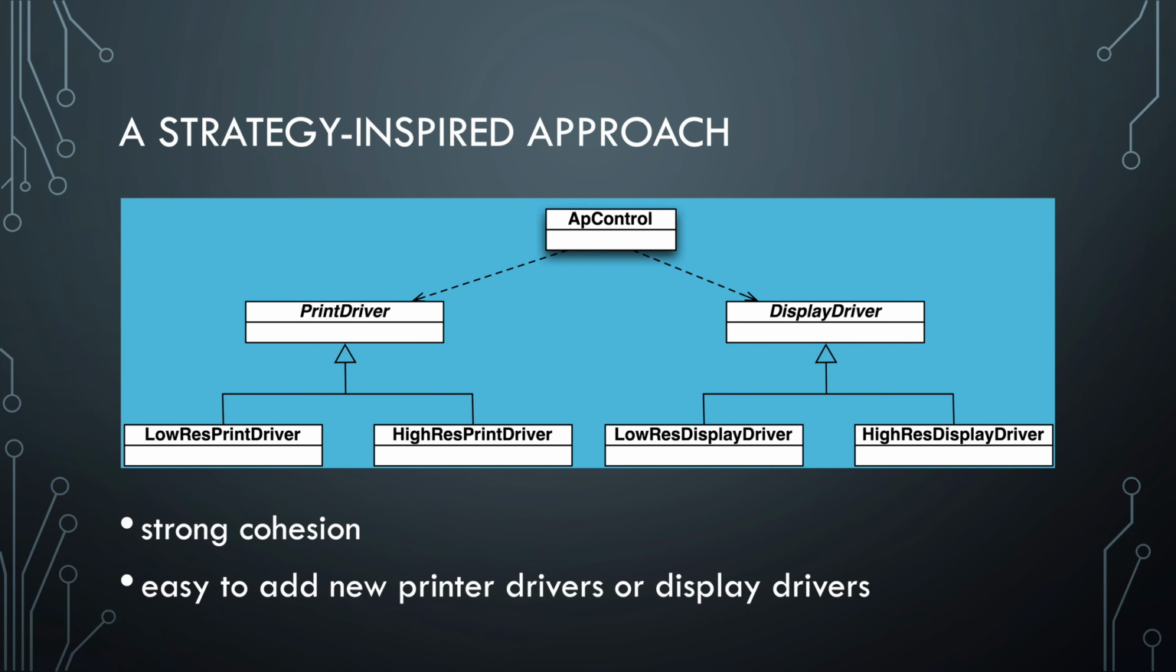As the basis for dealing with different printer and display drivers, we use the strategy pattern. Create an abstract class for each of these variations, and then have a context class use them. This leads to strong or high cohesion. And if we need to add new printer drivers or display drivers later on, this is easy. We just create new subclasses.